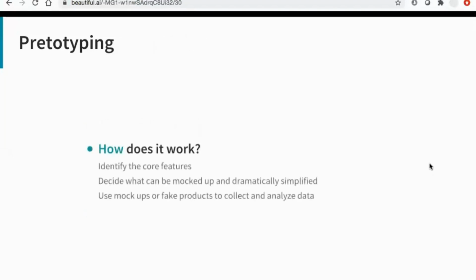Okay, so how does it work? Basically, you identify the core features that are important to your customer, decide what can be mocked up and simplified, and then use those mock-ups or fake products to collect and analyze the data. I'll give you some examples of what that can look like, and then we'll go through an example as well, so hopefully this will be a little more solidified.